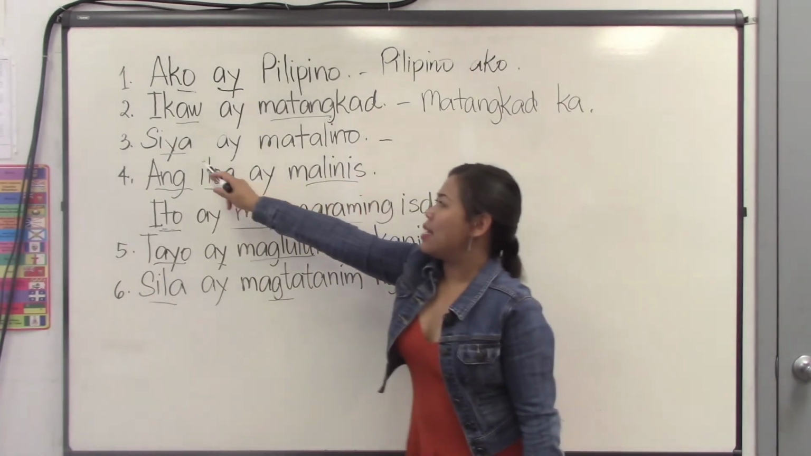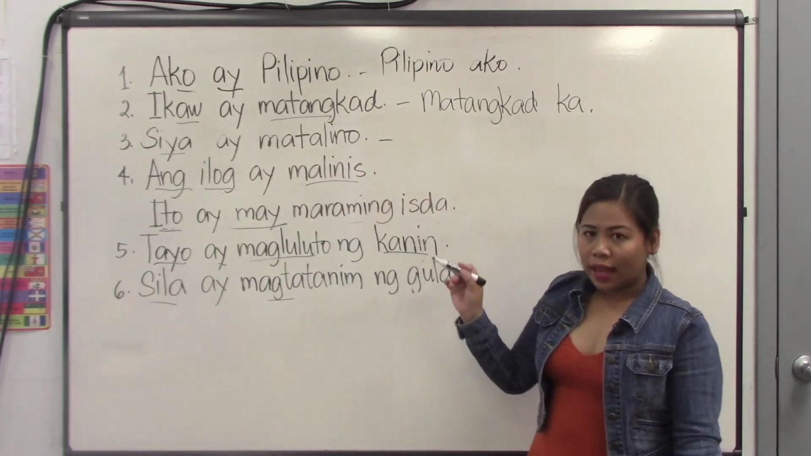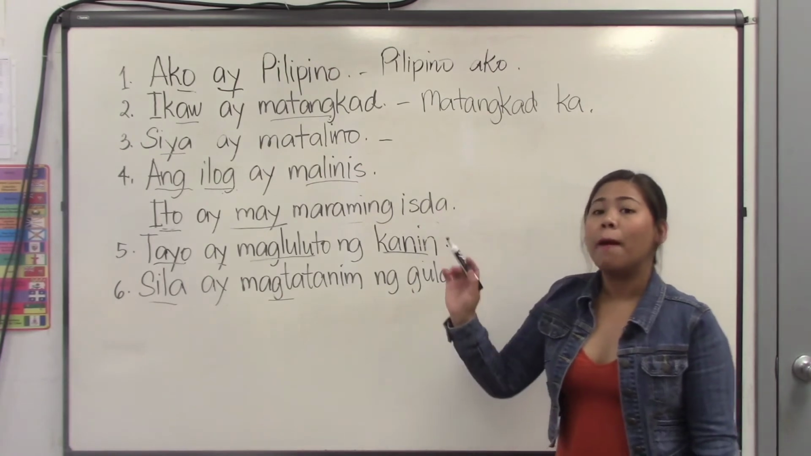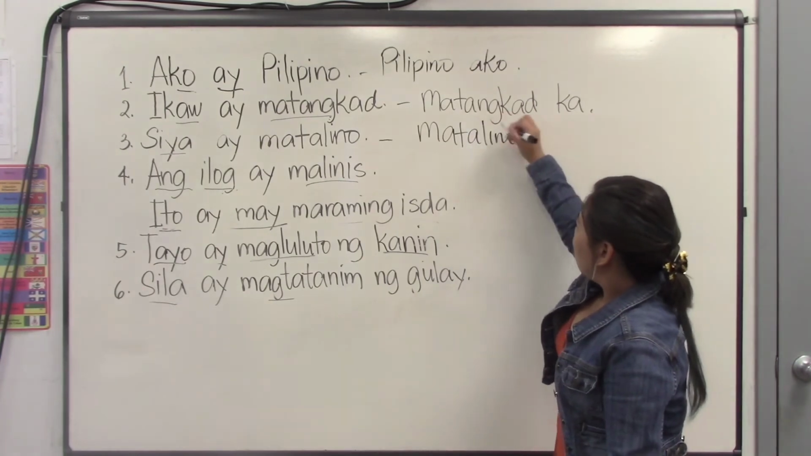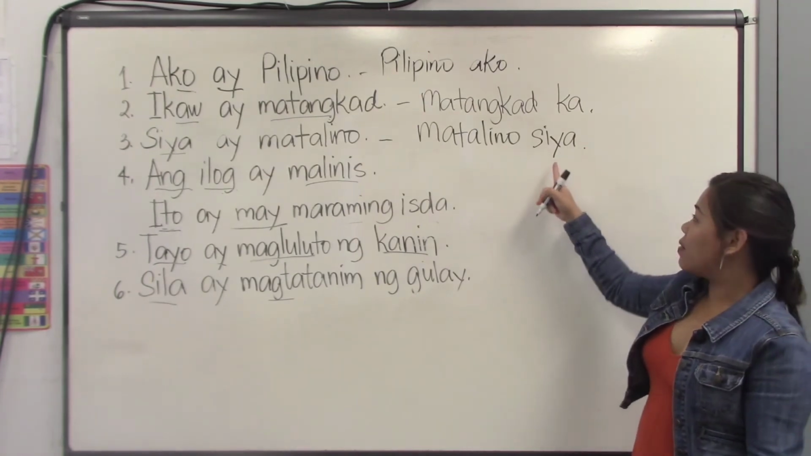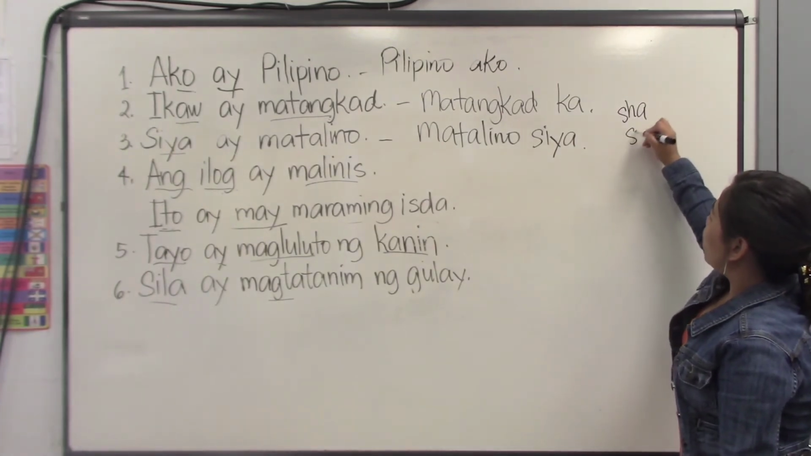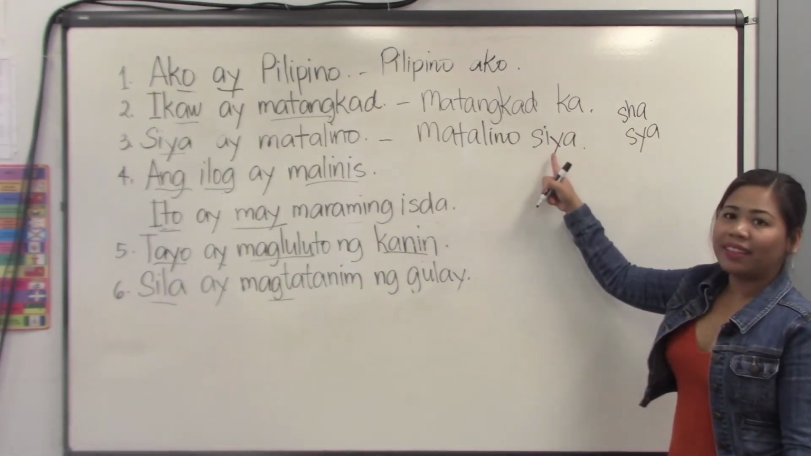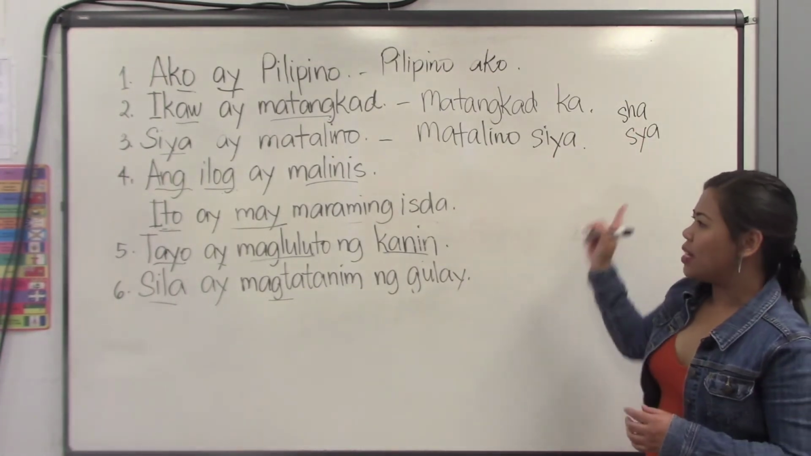This one, "Siya ay matalino." He or she is smart, but that is in the active voice. When we turn it into a passive voice, we don't say "siya ay matalino." We say "matalino siya." Or we can contract this. Instead of saying siya, we say "siya," which sounds like "sha" but we spell it S-Y-A. But when you write it, it would always be spelled like the full form, siya. But when you say it, you can say the contracted form. Okay? "Matalino siya."